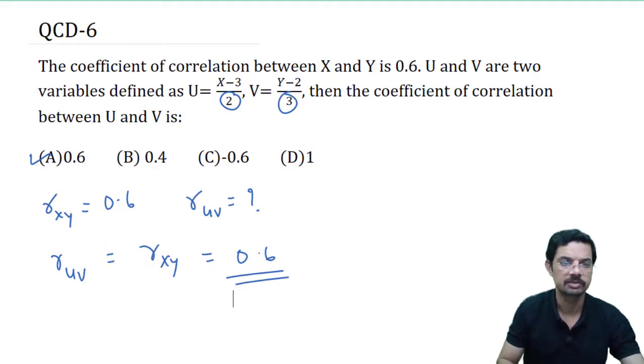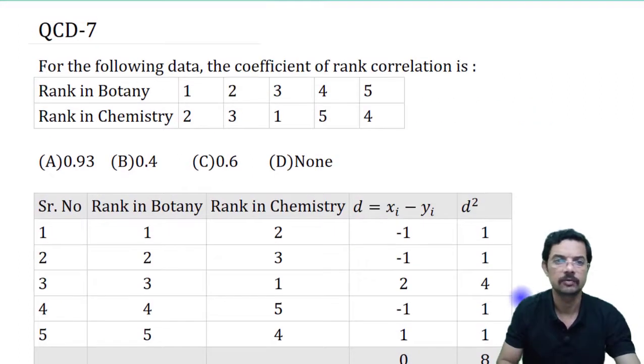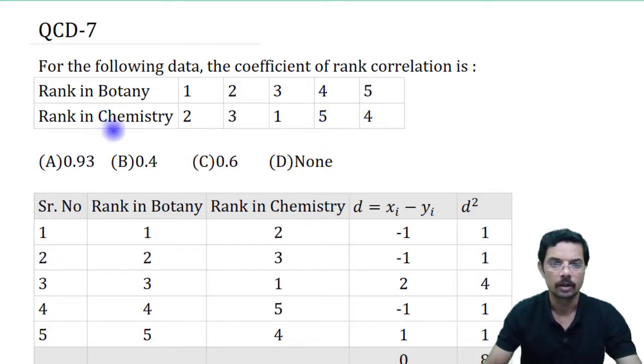The next question, question number 7. In question number 7, what are we supposed to find? For the following data, the coefficient of rank correlation has to be found. The rank in botany was given as 1, 2, 3, 4 and 5. The rank in chemistry is given as 2, 3, 1, 5 and 4. We need to find the coefficient of rank correlation.